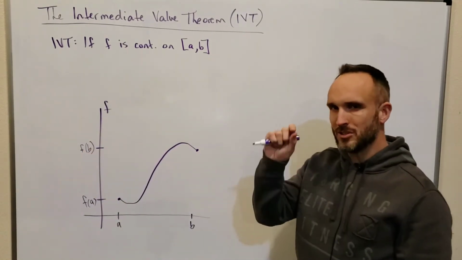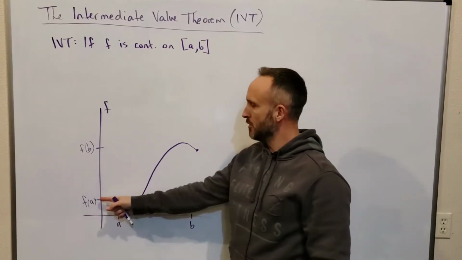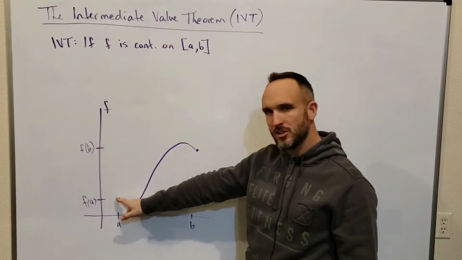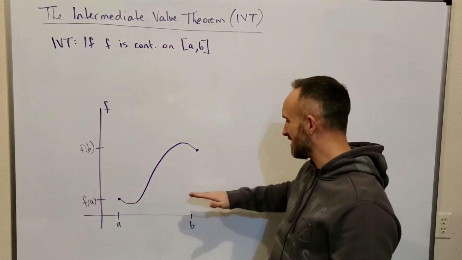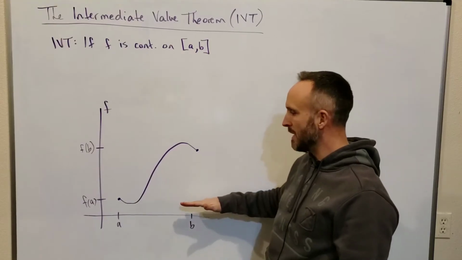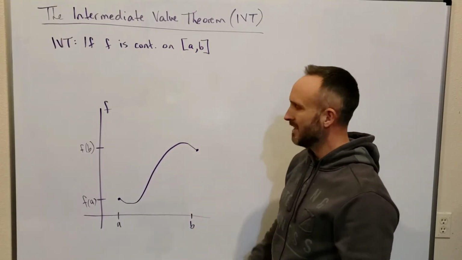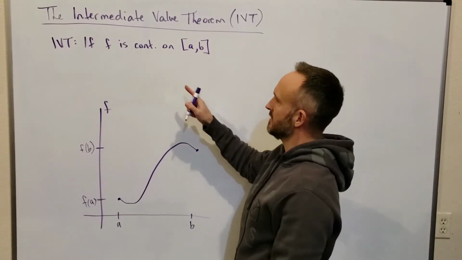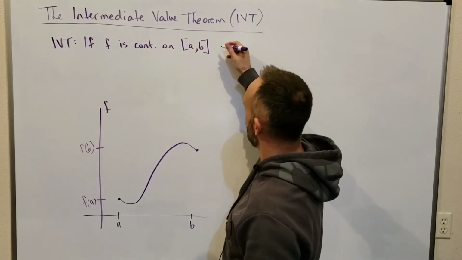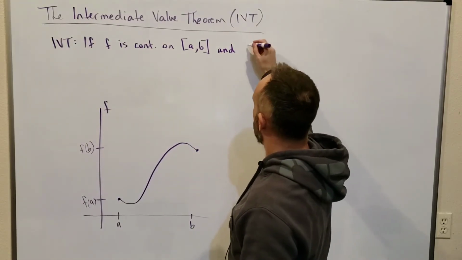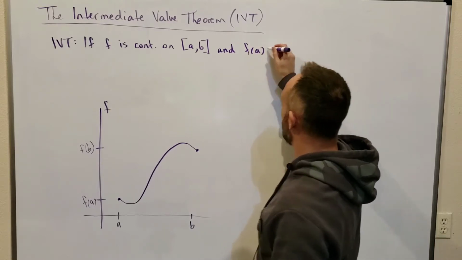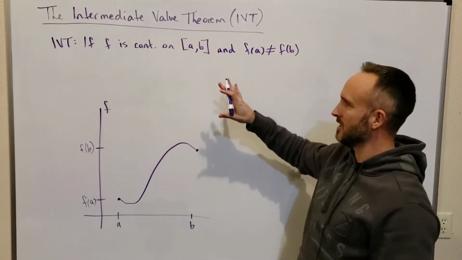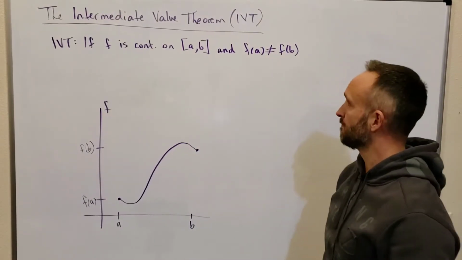The intermediate value theorem is useless to us if those two outputs are the same. In other words, if you start at this point and you trace the path along and you end up at the same exact y value, you've made zero change vertically. That case is useless to us for the intermediate value theorem. So another assumption that we make here is that the function has to be continuous on the closed interval, and the output at a better not equal the output at b. Because if it does, we can't really make any conclusions along the lines that we're going to want to make.